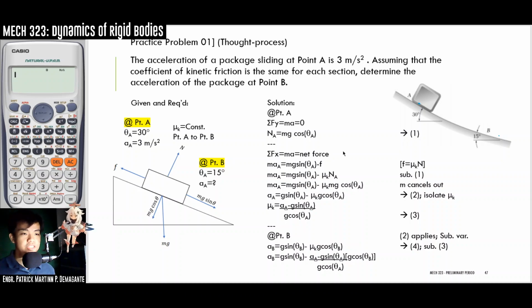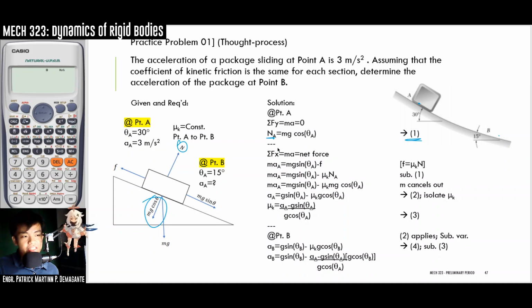So, same procedure: given and required. At point A, ito yung angle. Ito yung ating acceleration. Based dun sa ating statement, constant daw si ating kinetic friction. Then point B. To solution, summation of forces along y is equal to 0. Yung y na yan is yung normal and yung ating mg cos theta, kasi hindi naman umaangat, di bumababa. So, we'll have equation for the normal force. Equation 1.